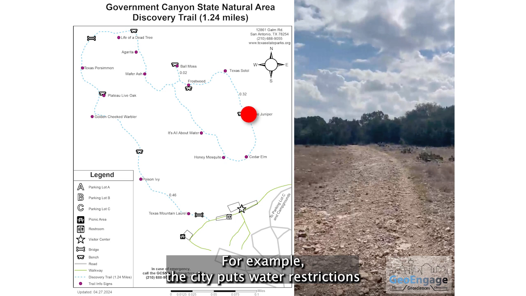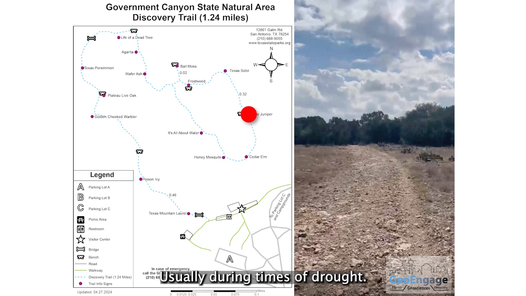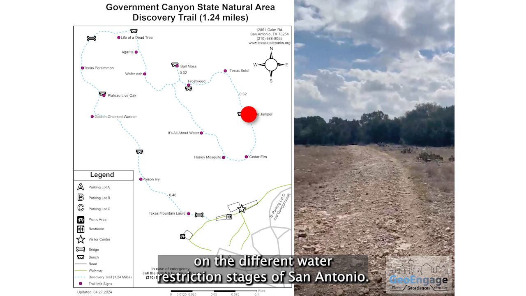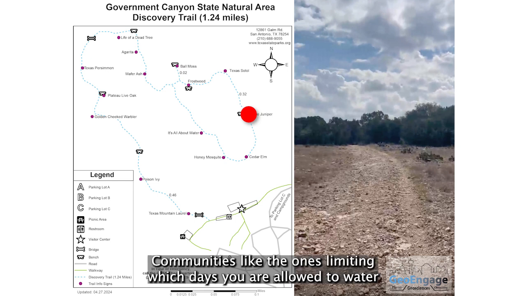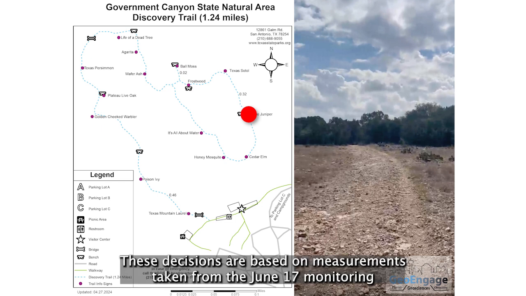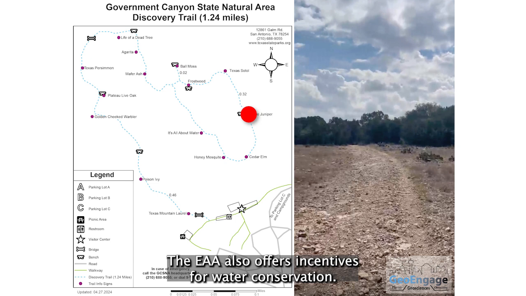For example, the city puts water restrictions in place when the aquifer level drops to certain levels, usually during times of drought. You may recognize some of these types of restrictions from news reports on the different water restriction stages of San Antonio communities, like the ones limiting which days you are allowed to water your lawn on. These decisions are based on measurements taken from the J17 monitoring well that was drilled in 1913 and is located at Fort Sam Houston. The EAA also offers incentives for water conservation.